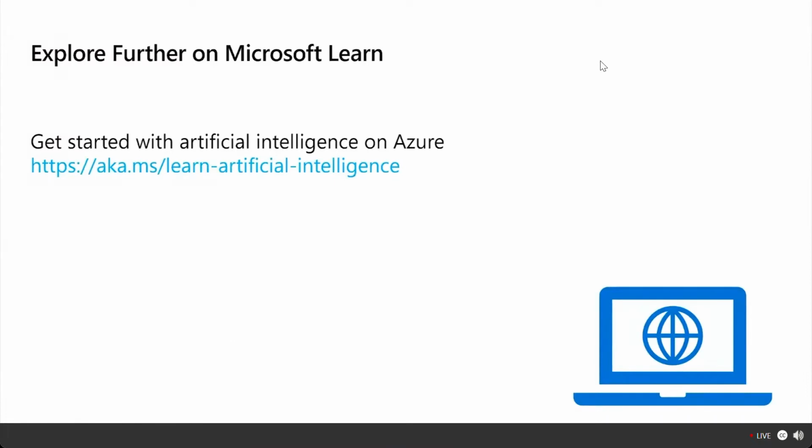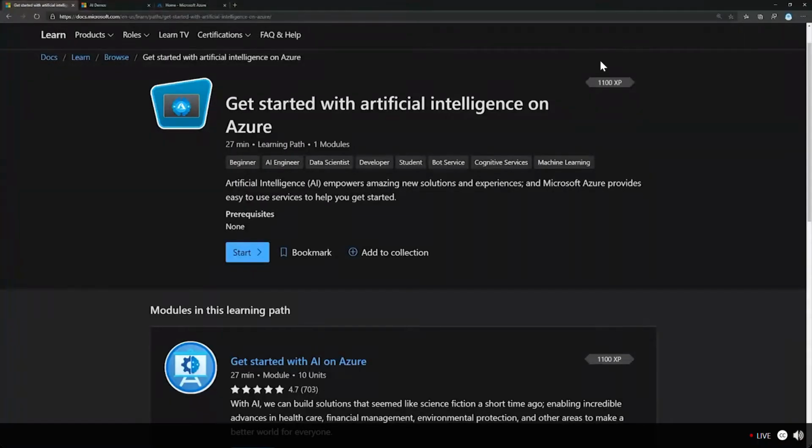Now, if you want to learn more, and especially when you're pursuing some certification, I would advise you to also go to the learning paths at aka.ms/learn artificial intelligence. I've already opened up a browser tab with this, so let me just show you. Here we are. It will redirect you to this page. Get started with artificial intelligence on Azure.